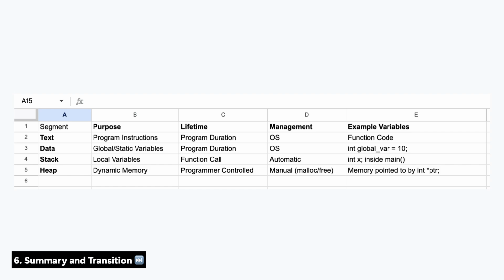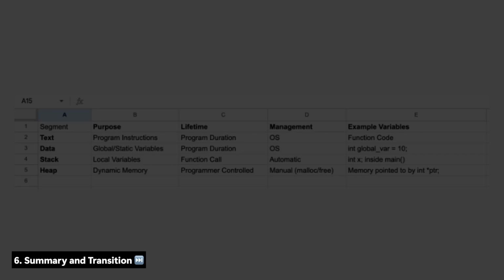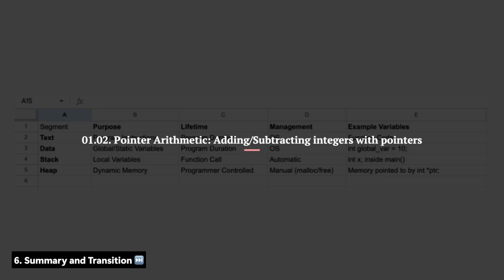6. Summary and transition. Now that we know where our data lives, we can look at how C allows us to jump around and manipulate addresses using pointers. Our next lesson is 1.2, Pointer Arithmetic, adding and subtracting integers with pointers.